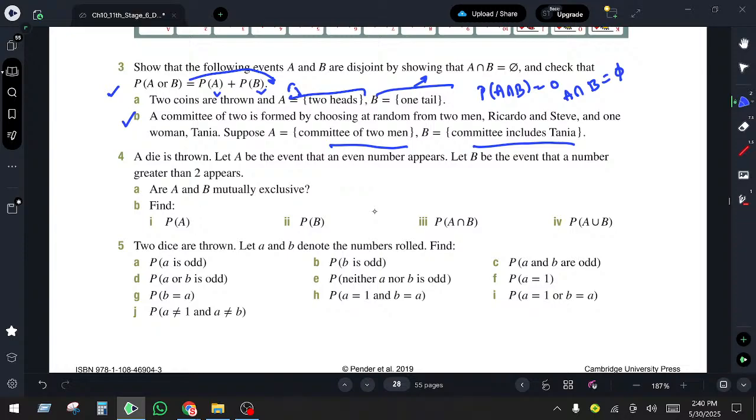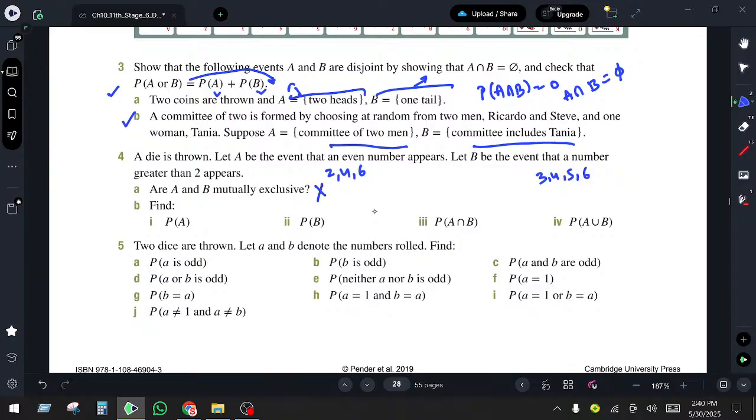A die has been thrown only once. If A is the event that an even number appears, and B is the event that a number greater than 2 appears. Even number means 2, 4, 6. Greater than 2 means 3, 4, 5, 6. Are they mutually exclusive? Is there any common element? If there is a common element, they are not. 4 and 6 are both common, so they are not mutually exclusive.